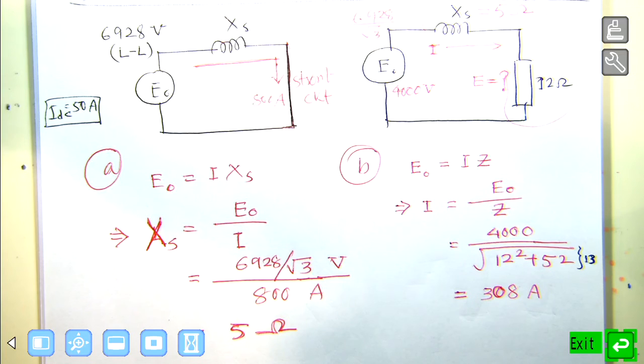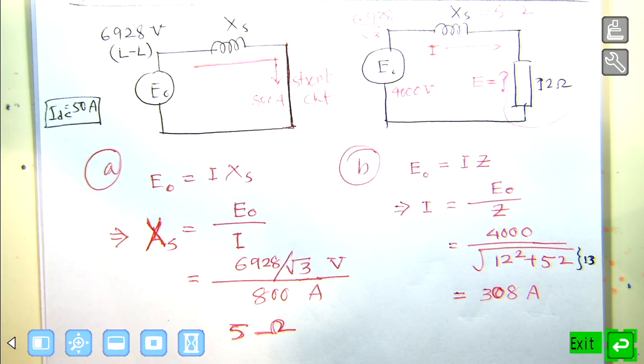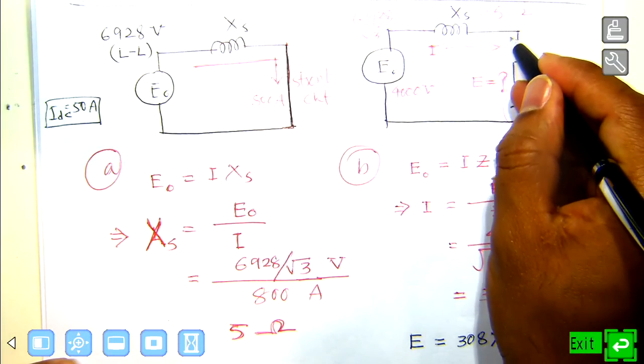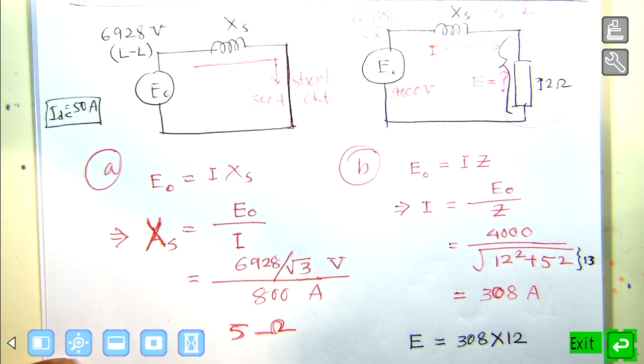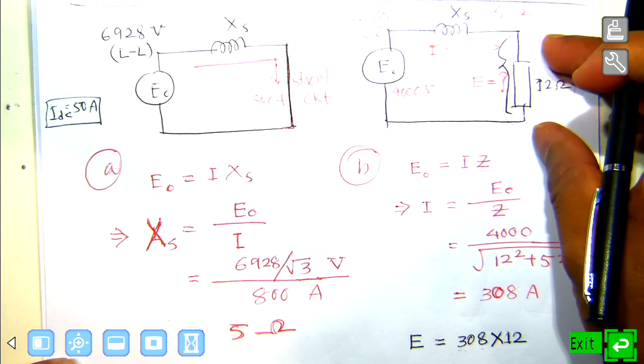When you have synchronous reactance and a resistance in series with that, now we need our E, that is actually your I, 308, multiplied by the resistance 12, because your E is across this resistance. Once you have 308, that is the current, multiplied by 12, this gives you this phase voltage.